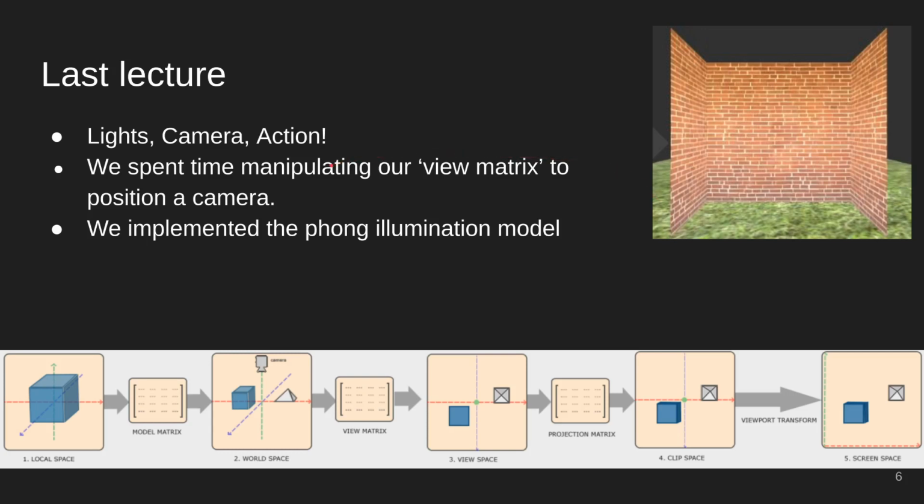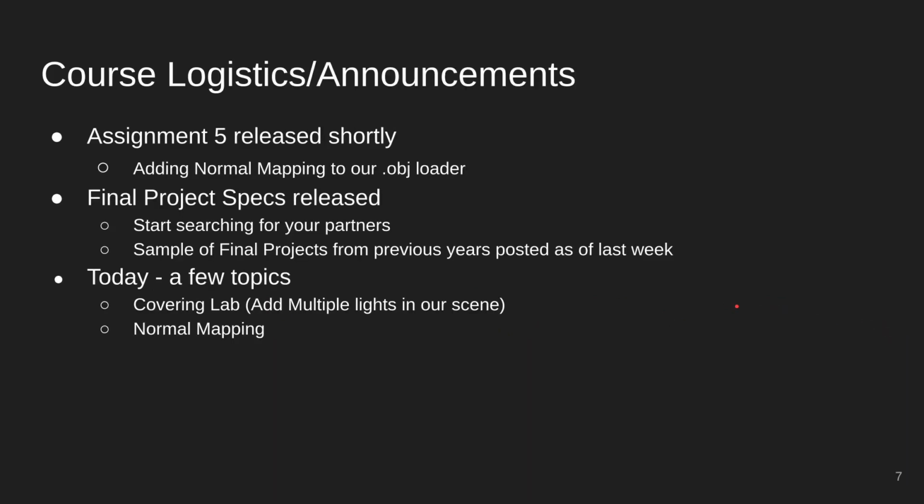So last lecture we talked about, or at least in our lab, we had this sort of lights, camera, action lab where you're moving around in your scene with a light. So you implemented the Phong illumination model and combined that with our virtual camera. So we walked all the way down the pipeline, again reviewing our MVP matrix and just how a model goes through this transformation to world space, to view space, gets clipped by the GL viewport, and then finally translated into our screen.